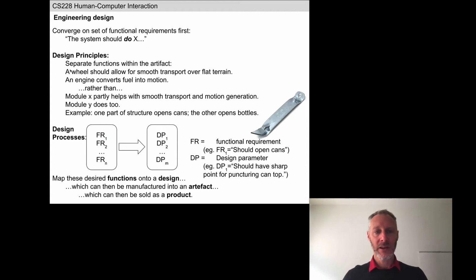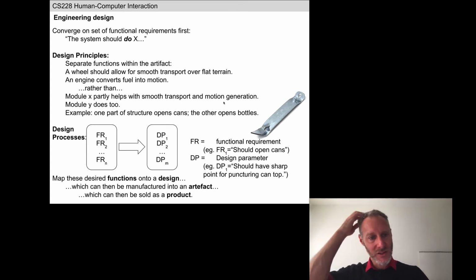So for example, when we're building a car, obviously we would like to have wheels that allow for smooth transport over flat terrain. That's the subfunction assigned to the substructure of a car, the wheel. An engine, a different structure, is responsible for a different subset of functions inside the car. It's meant to convert liquid fuel into kinetic energy and then into motion. Imagine instead we designed cars where they were made up of a whole bunch of modules, but module X partly helped with smooth transport and motion generation, and module Y also contributed to both of these two functions as well, but in a slightly different way.